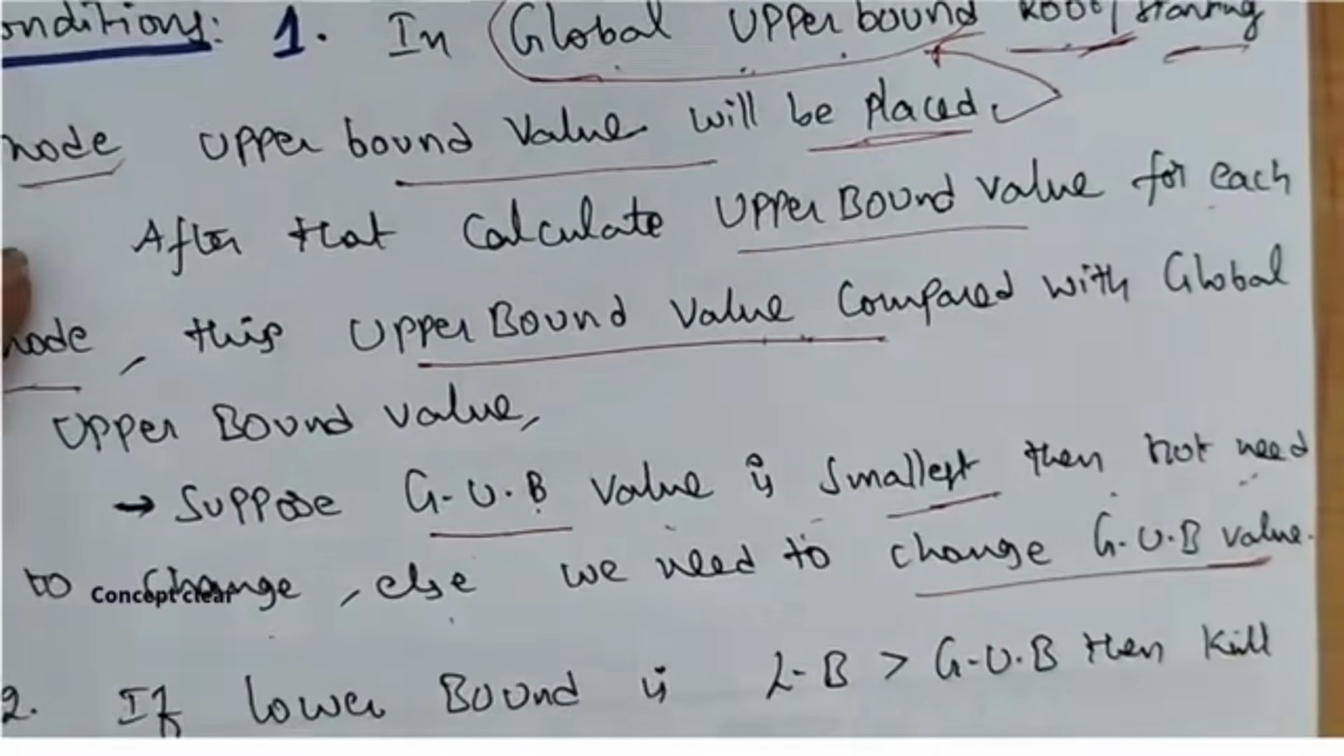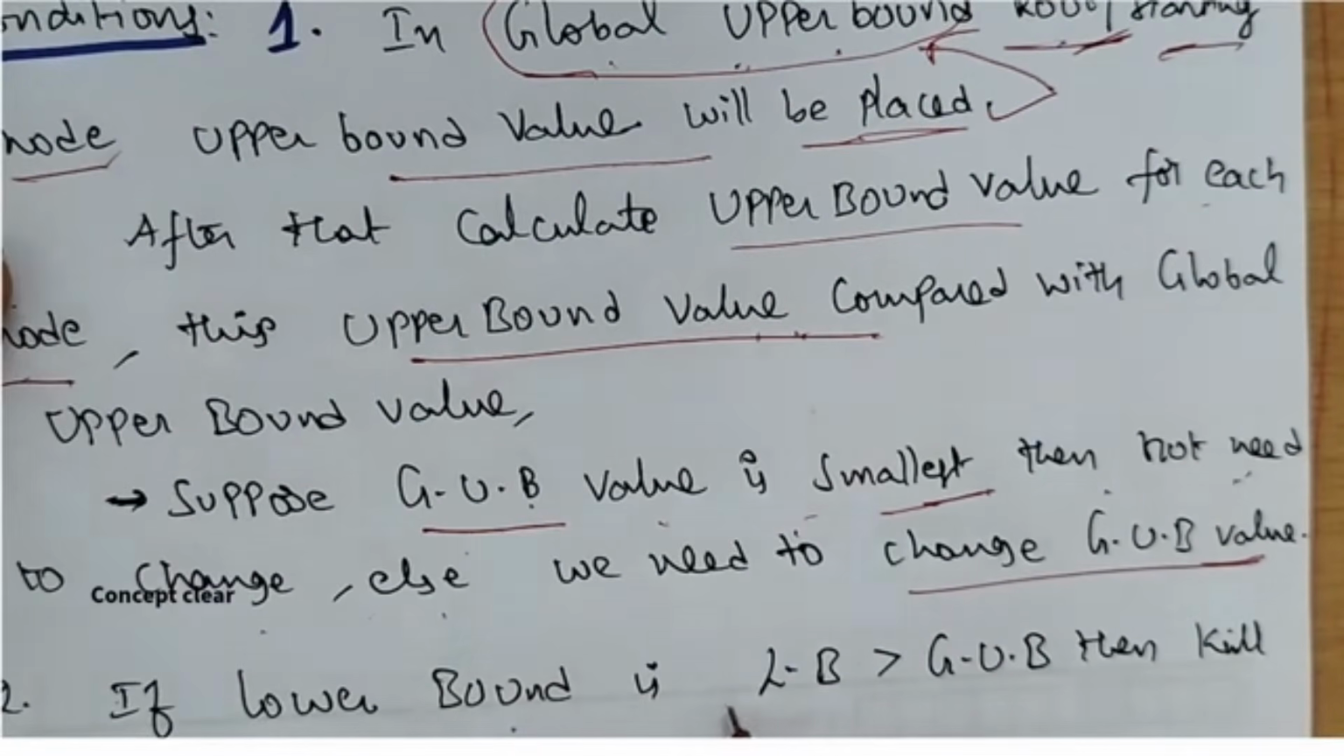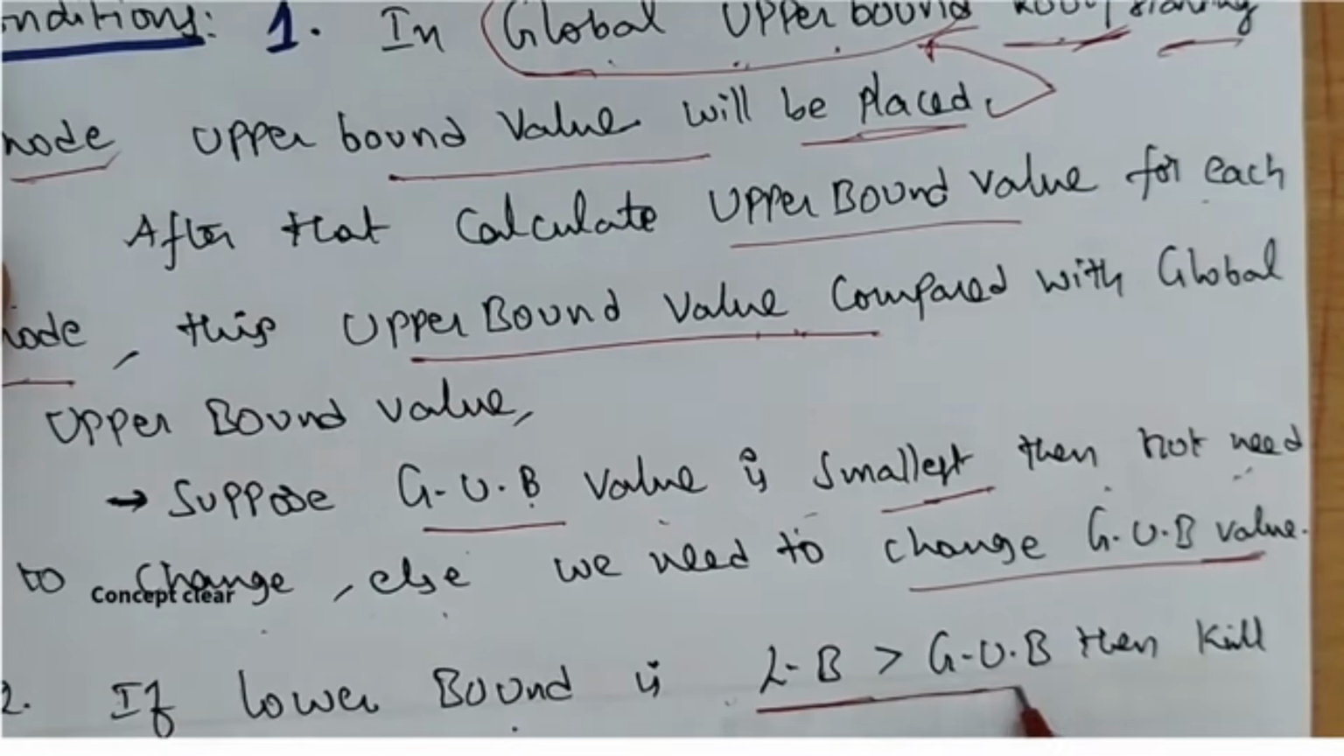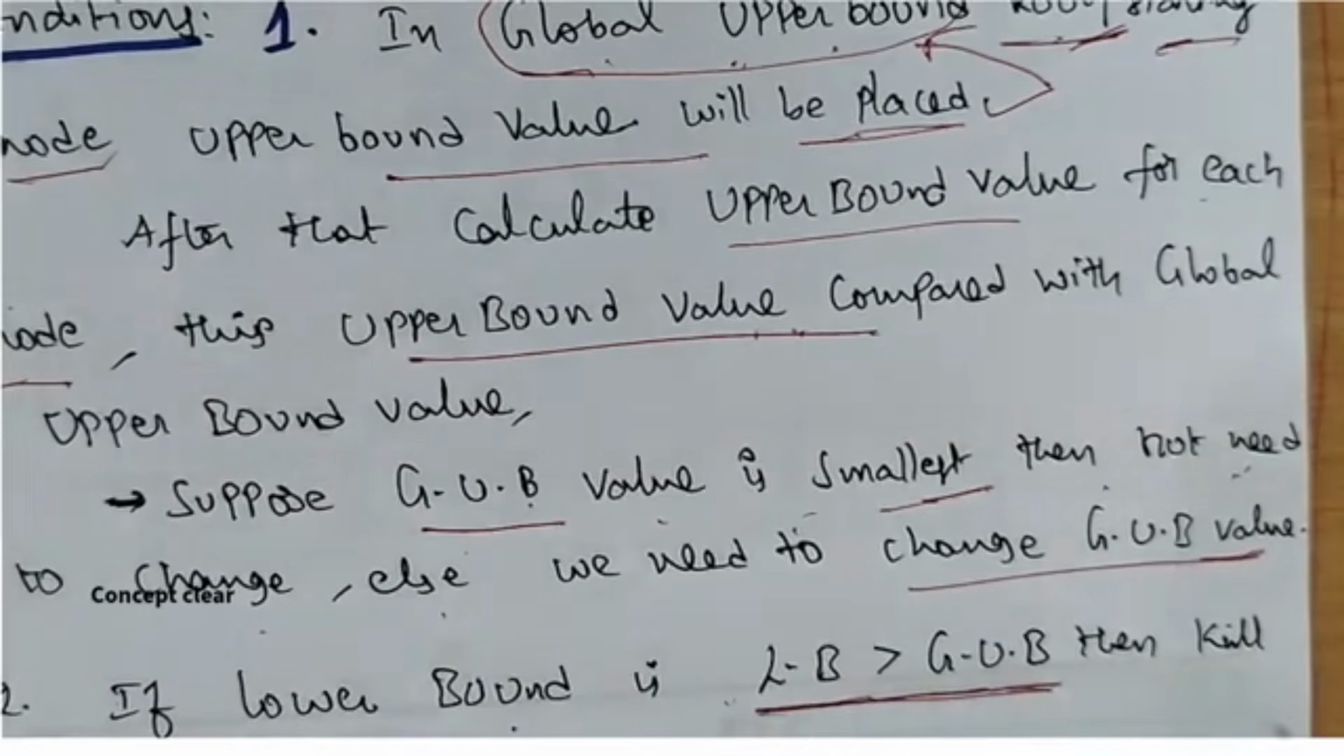Next, what is the second condition? If the least cost value is greater than the global upper bound value, then kill that node.